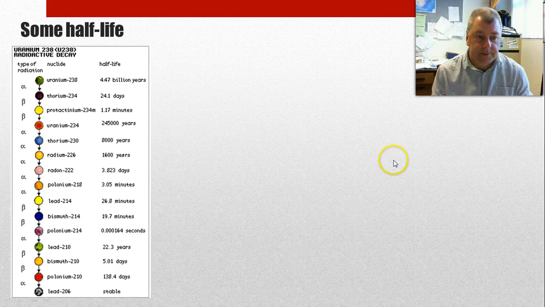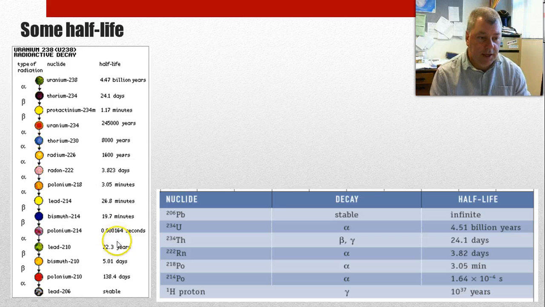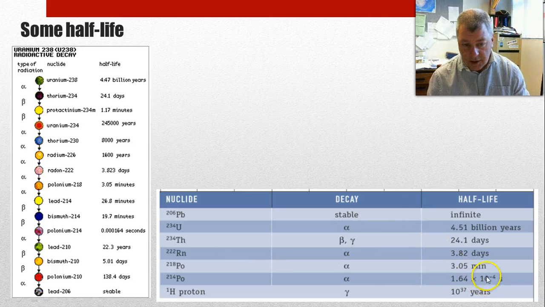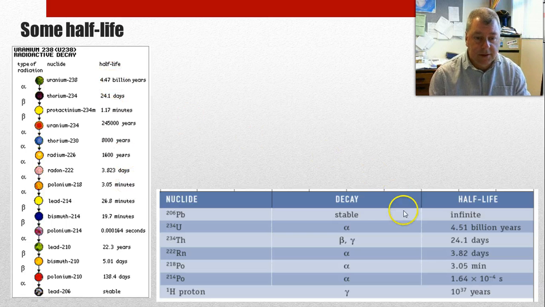So let's move on. Now here are some half-lives, just to give you an indication. Again, we talked about this in physical science, but if you haven't remembered, half-lives can range from anything down to tiny little fractions of a second, as is the case for polonium 214, up to billions of years. Uranium 234 has 4.51 billion years as a half-life. Uranium 238 is 4.47 billion years.